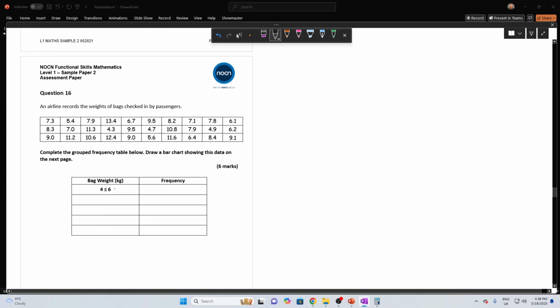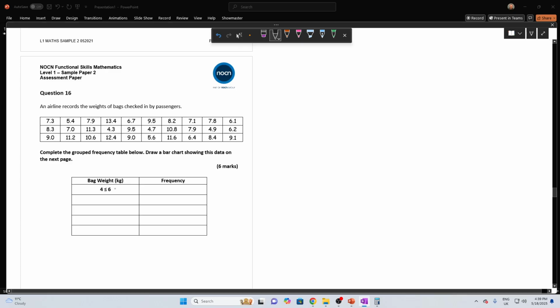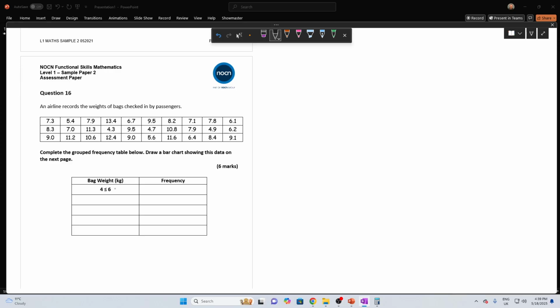Question 16. An airline records the weight of bags checked in by passengers, and then we have different numbers. Then complete the grouped frequency table below. Draw a bar chart showing this data on the next page. So the first one, they did it for us. It was 4 to 6.